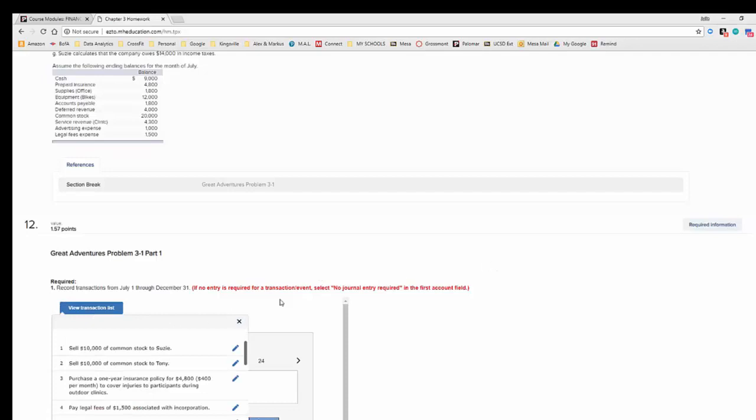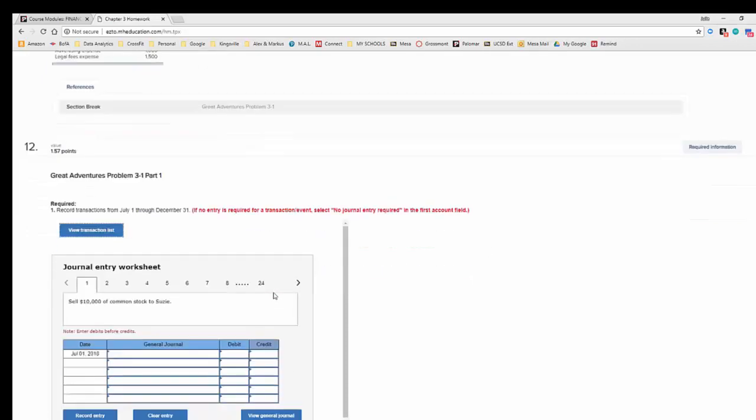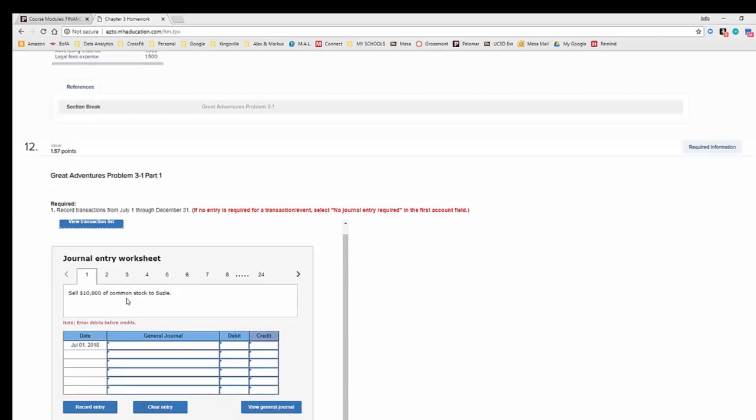Okay, so for example, if I sold, there it is right there, I sold 10,000 shares of common stock to Susie, then I'm going to make my journal entries over here. So I'm going to take in the cash, and I'm going to credit my common stock for that $10,000. Okay, so that's how that goes.